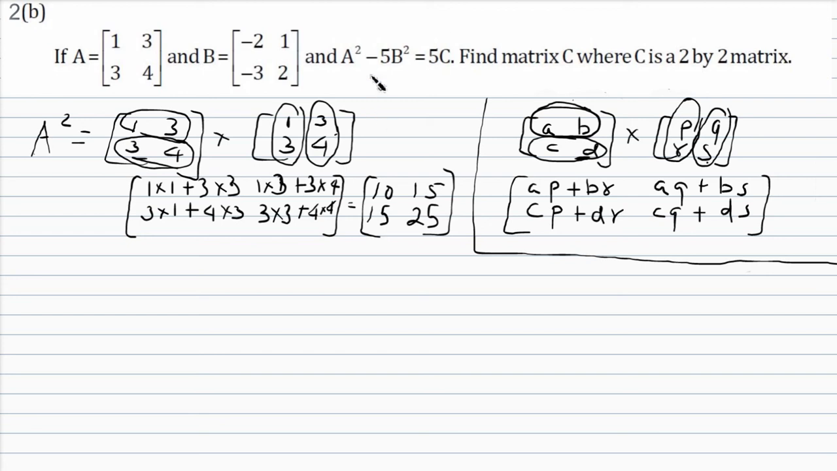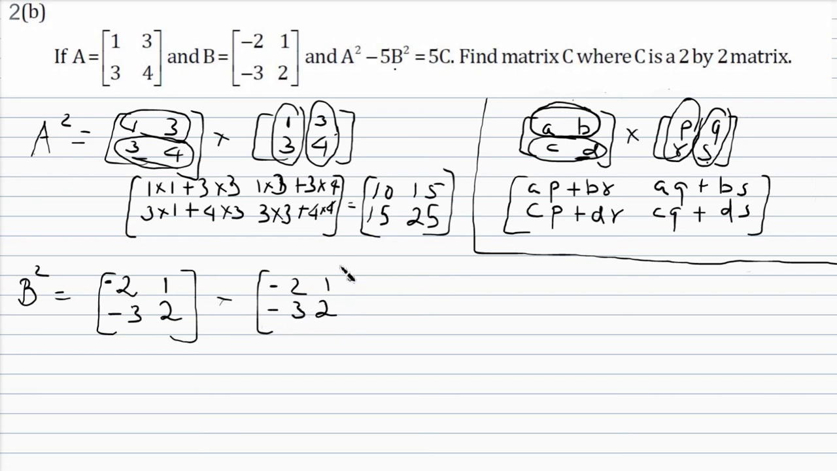Now let's find out what is B square. So B square will be again B into B. So let's write down what is matrix B, that is 2, minus 2, 1, minus 3, 2, into minus 2, 1, minus 3, 2.